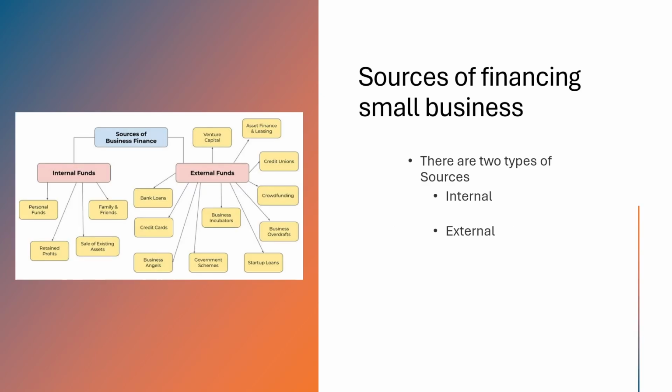So there are two sources of finance available for small businesses. They're called internal sources and external sources. We'll go through this in more detail in the next slide.